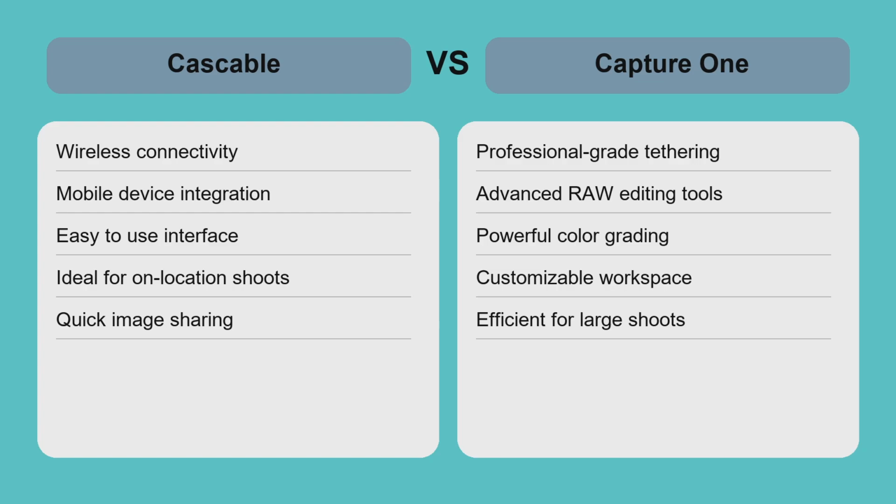Meanwhile, Cascable suits outdoor shoots or casual sessions where flexibility and ease of setup matter more than complex editing. Choosing between them depends on your shooting environment and post-processing needs.